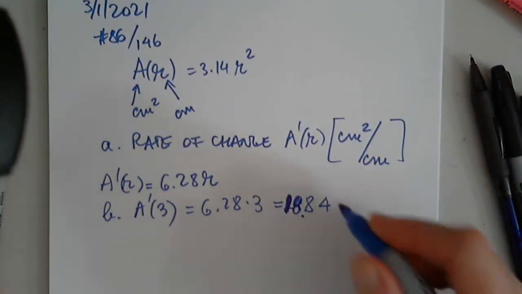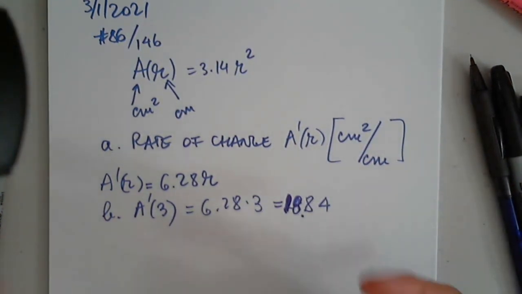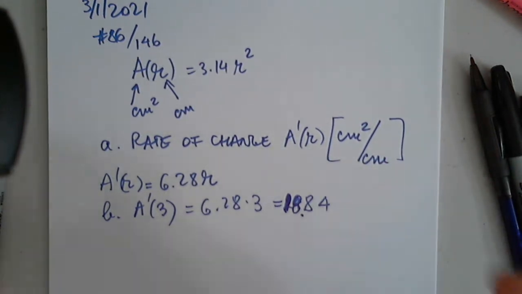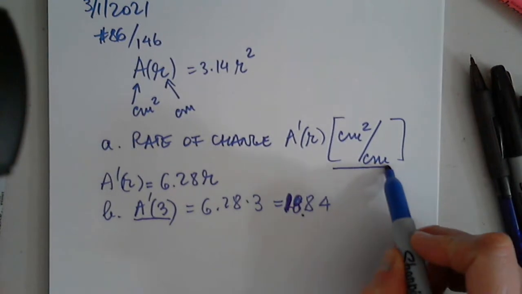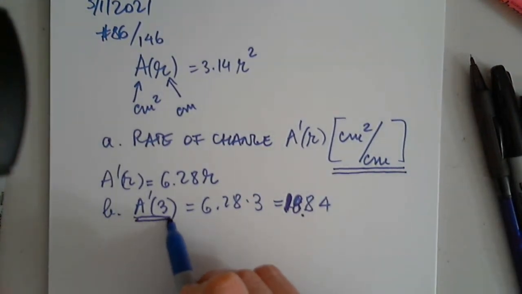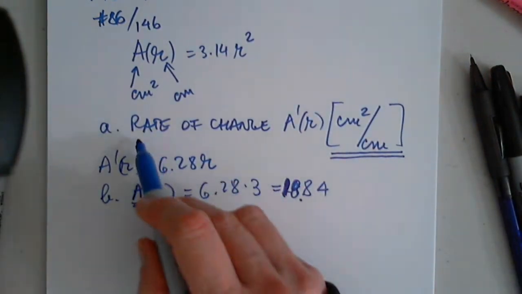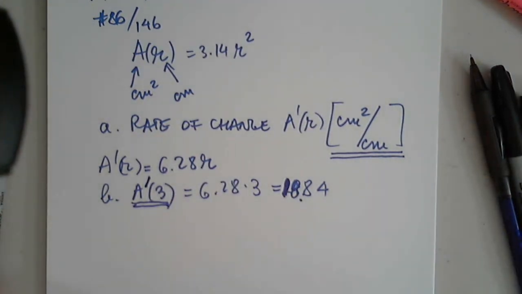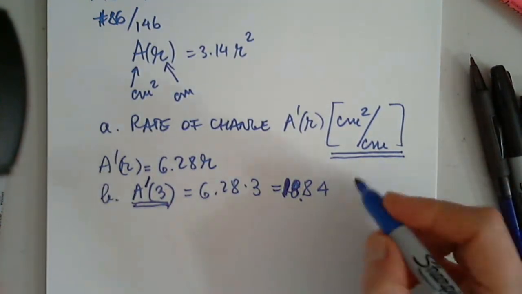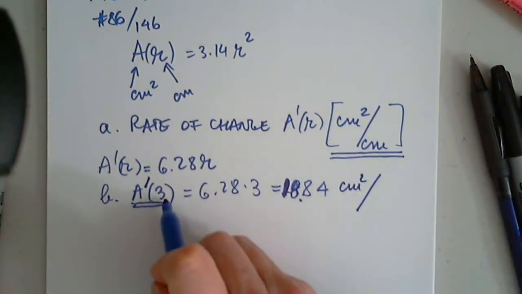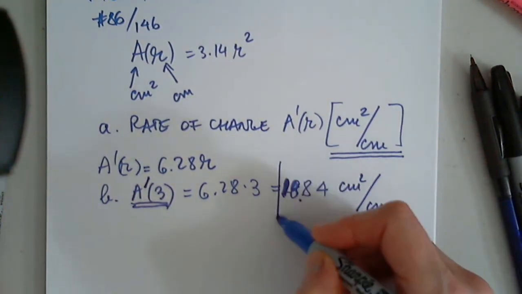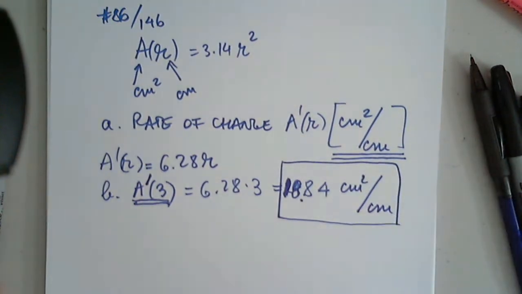Good. So it's 18.84. What is the measurement unit? Wouldn't it be centimeters squared? The measurement unit, one more time, that's why I wrote it here. The measurement unit for a rate of change is made up of 2 measurement units. As long as it's a derivative or a rate of change, or the average rate of change, it has to have 2 measurement units. The top is the measurement unit of the function or the y variable, over the measurement unit of the x variable, which in this case is centimeters. This is 18.84 centimeters squared per centimeter.